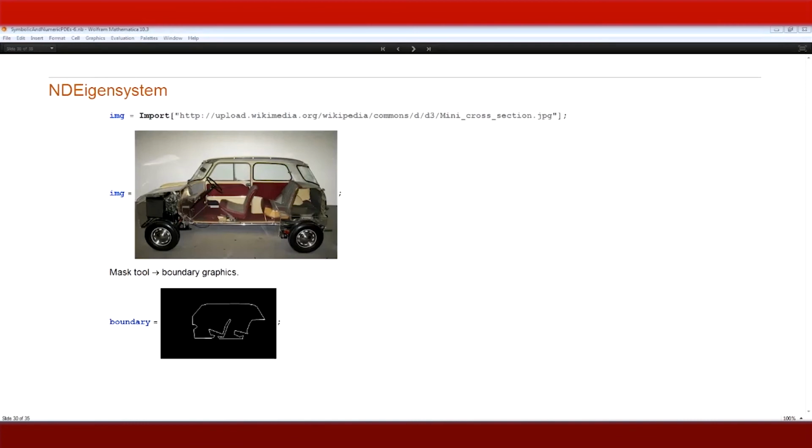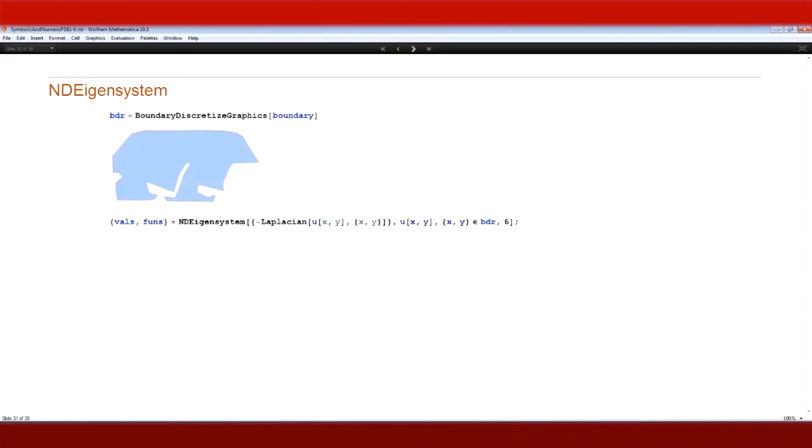Here's an application example where we try to compute the acoustic eigenmodes of a car. For that, I've downloaded a picture from Wikipedia. The picture shows a Mini which has been cut in half. I used the image processing mask tool to generate a boundary graphics. That is the black picture with the white boundary below. I then used the function BoundaryDiscretizeGraphics to discretize graphics of that boundary, which gives me a boundary mesh region.